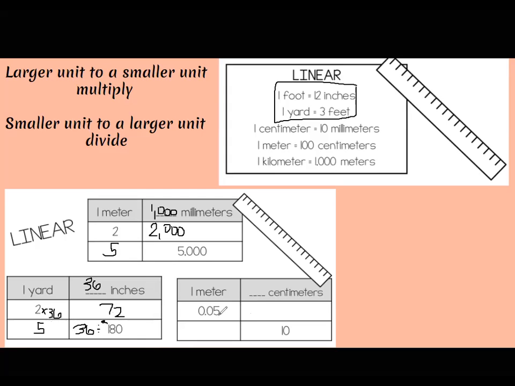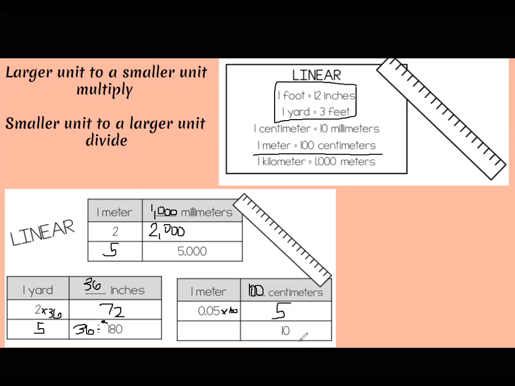And last, we have our metric. We have 1 meter is equal to, look up here at the chart, 100 centimeters. That prefix centi is 100, so that's a clue. So if we're going from meters that are larger to centimeters that are smaller, we can multiply, and we're going to multiply by 100, which means our decimal is going to move to the right 2 times. So that's going to give us 500 centimeters.